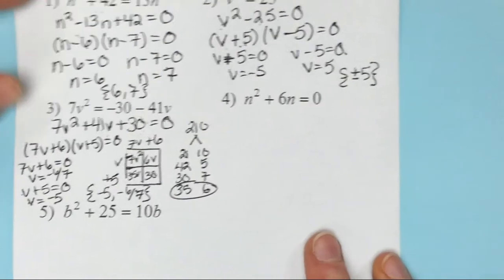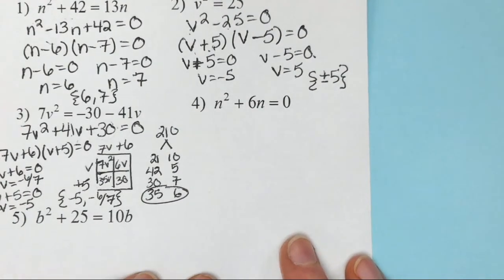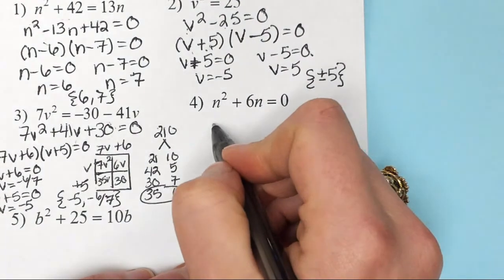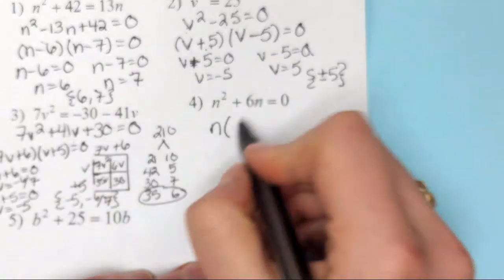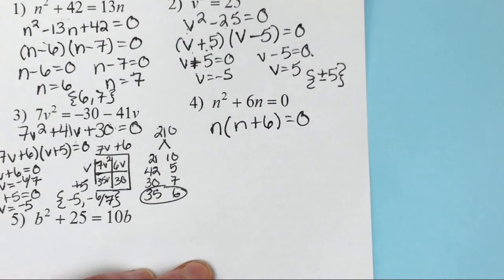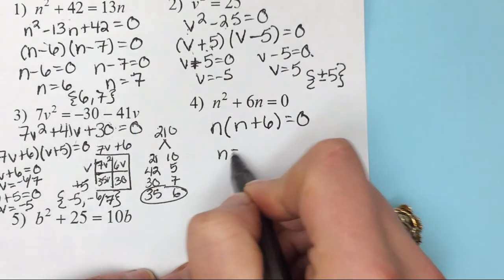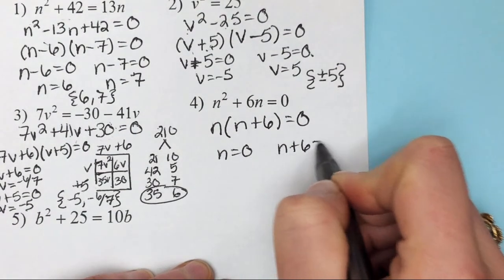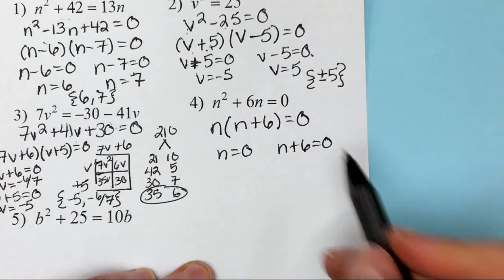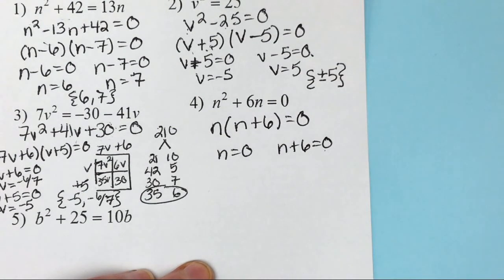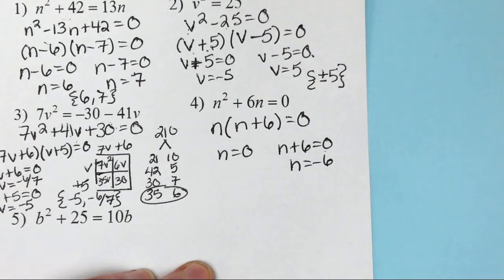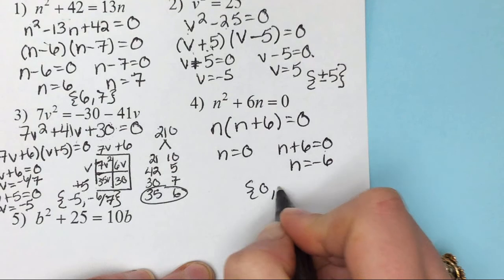Example number 4. I'm going to go ahead and factor this, check for a GCF, and in fact I do have a GCF. It's an n. So I'm going to factor out an n, and that leaves me with n plus 6, and that's all equal to 0. Set each factor equal to 0, so n equals 0, and n plus 6 equals 0. This one's already solved, so I don't have to do anything with that. Here, if I subtract 6 from both sides, I end up with n equals negative 6. So my solution set is 0 and negative 6.